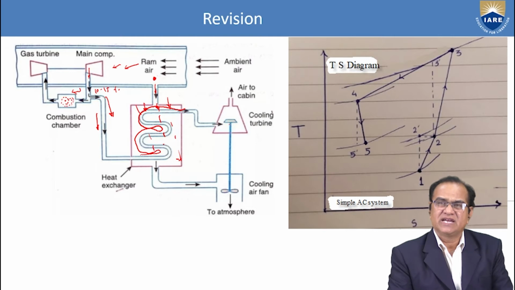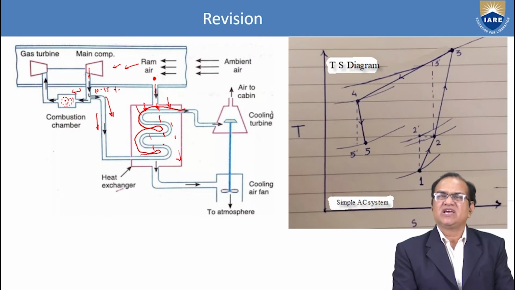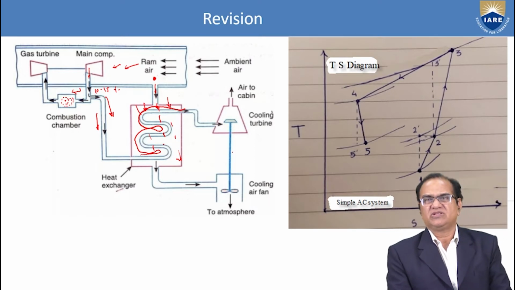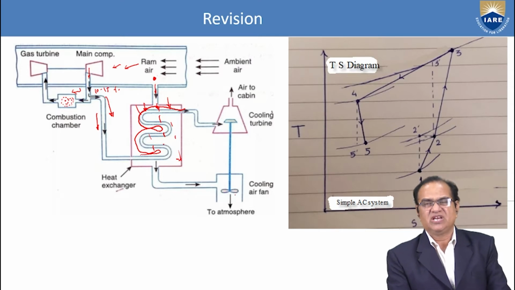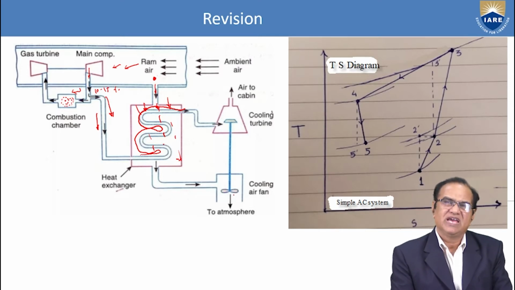And here this turbine is rotating the fan, and this fan will act as an exhaust, and it will make sure that this circulation is taking place in a very smooth way. So the power which is generated by this turbine is used to rotate this fan, so the efficiency of the system is increased. So this is a very basic air conditioning system used in the aircraft.